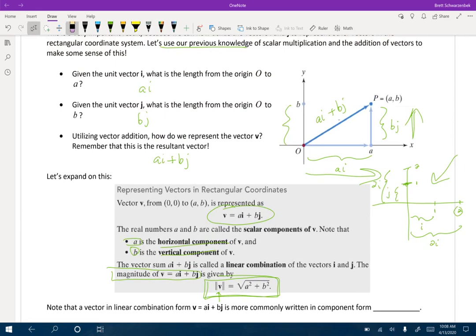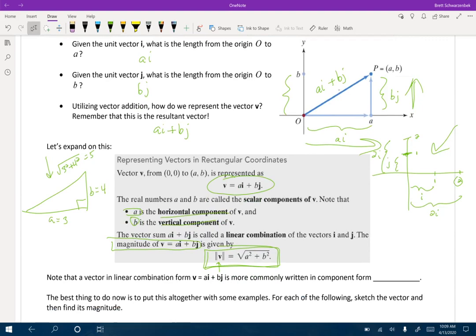If I took the right triangle with a equal to 3 and b equal to 4, let's say, and I want to find this, how do I find it? I do the Pythagorean theorem. It would be the square root of 3 squared plus 4 squared, which we would get 5. Well, we knew it was a 3, 4, 5 triangle, but that's the formula, and the formula simply comes from the Pythagorean theorem.